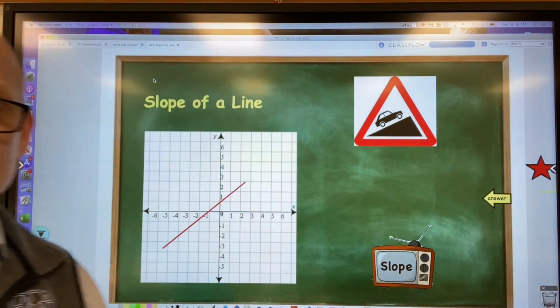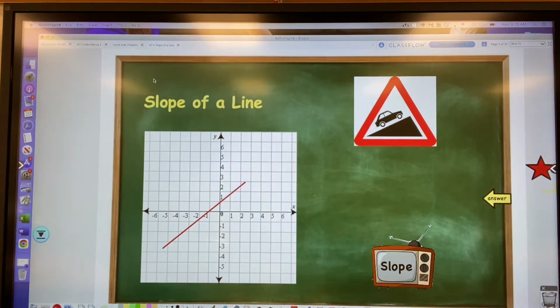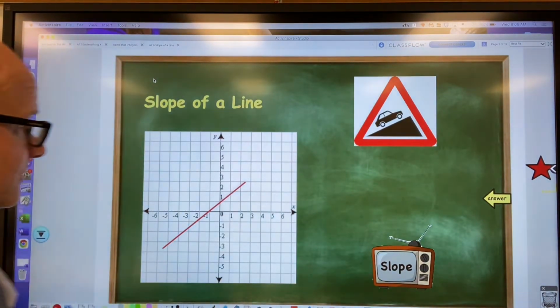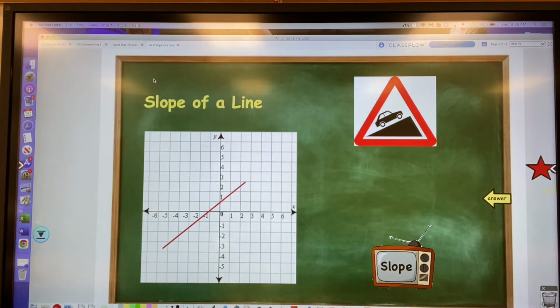Today's topic is slope of a line. So you know the drill. Get out your pencil, get out your composition book, and let's take some notes.